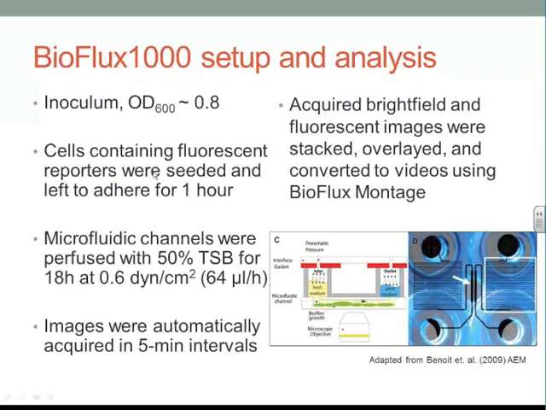But after that, while it's running and being perfused with 50% TSB, images are acquired in 5-minute intervals. This is about as fast as you can go for a total plate. Otherwise, you won't have enough time in between images to actually take time points every 5 minutes. In addition, after we have taken all the images, both the bright field and the fluorescent images are stacked and overlaid and then converted to videos, which I'll show a little bit later. And you can really get a nice feel of how things are growing in a real-time manner.